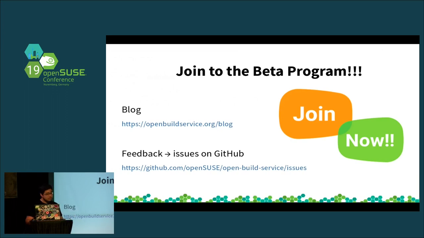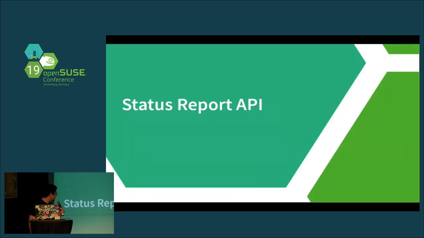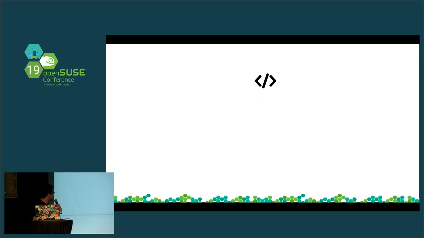OK. So now we have the status report API. In the last few years, we were trying to make some changes. We were trying to improve our continuous integration. And we know that when we can provide more information, you can make better decisions for stuff you can do in your workflow. So let's explain a little bit what continuous integration is.